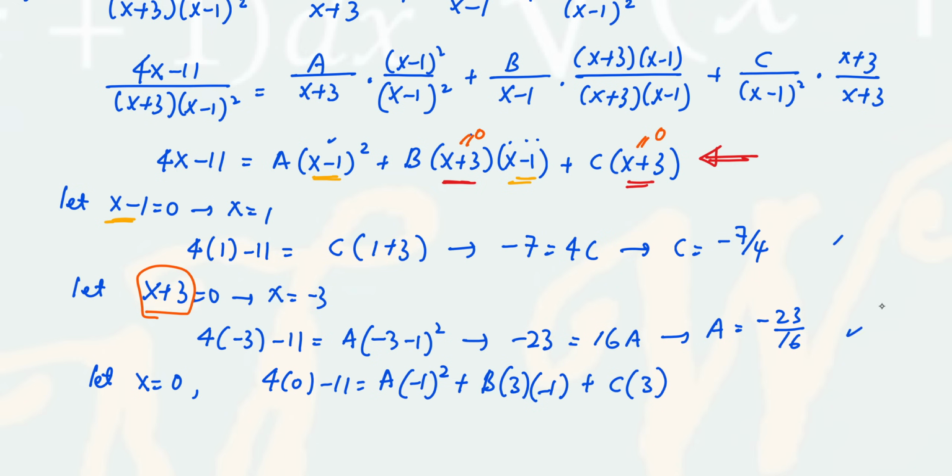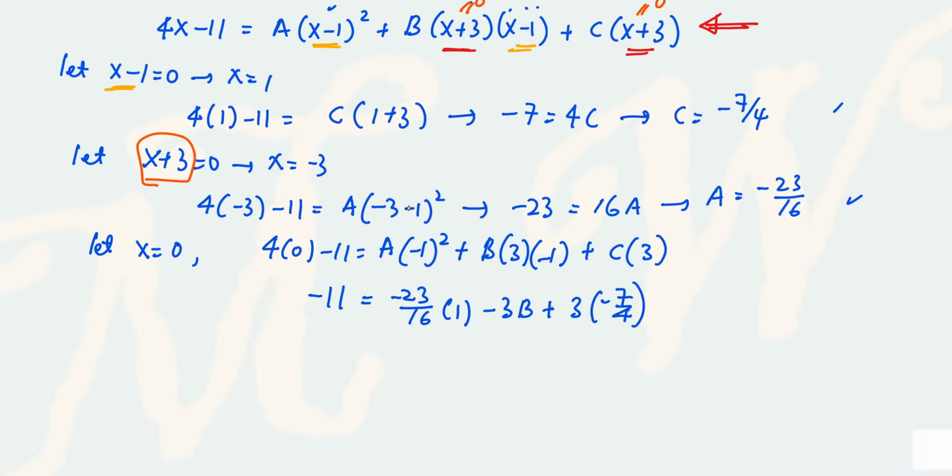Since a and c are already found, just replace. So I will get minus 11 equals to minus 23 over 16. Negative 1 squared is positive 1, so no need to write, or probably you just write 1. 3 times minus 1 is minus 3, but then there is a plus outside. Therefore, minus 3b, then plus 3c.